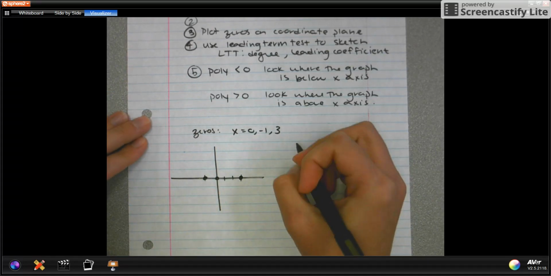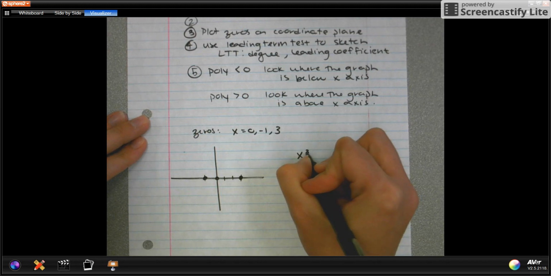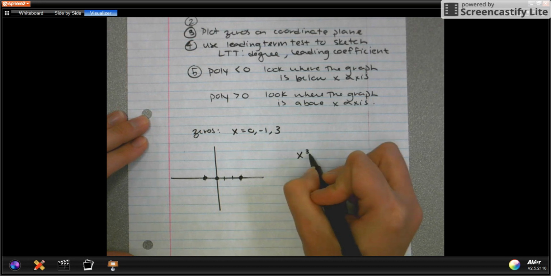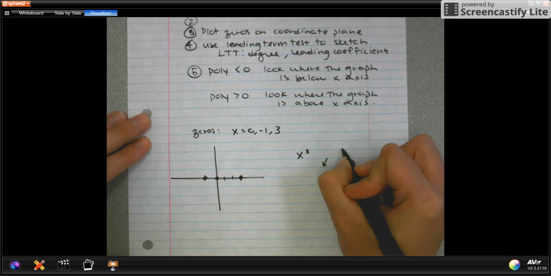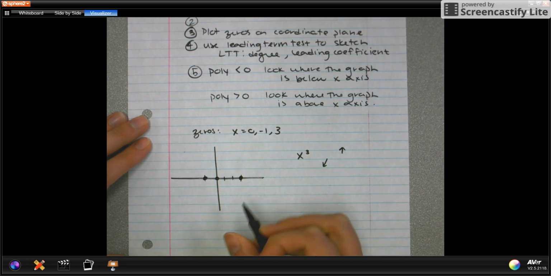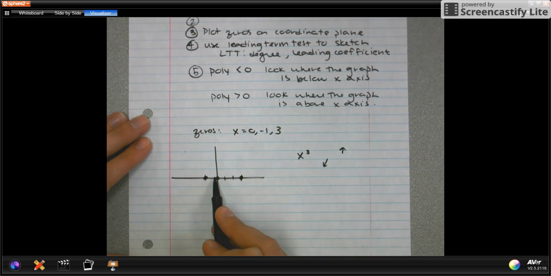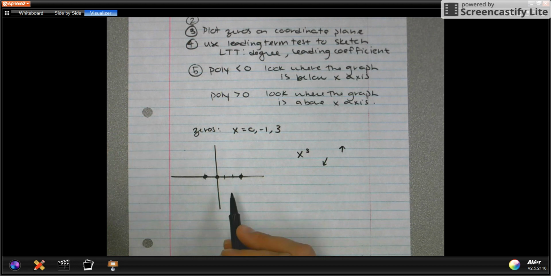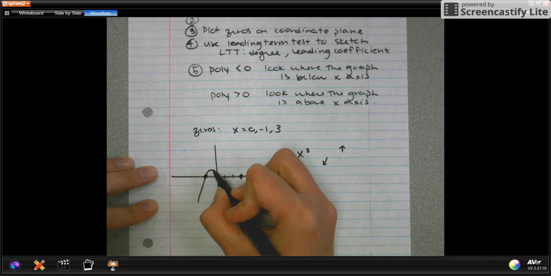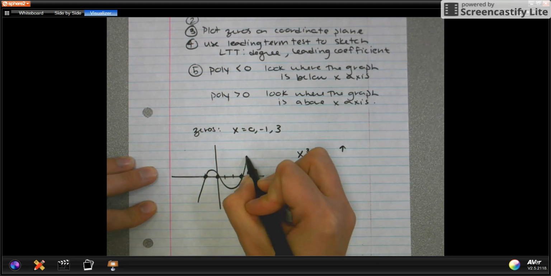The polynomial was an x to the third, and so that means I had a positive leading coefficient and an odd degree. That means my end behavior should be down and then up. I would take that idea and know that I have to go through all of those zeros and fit it back in like a puzzle to see what that graph might look like. I think it's probably going to look something like that.